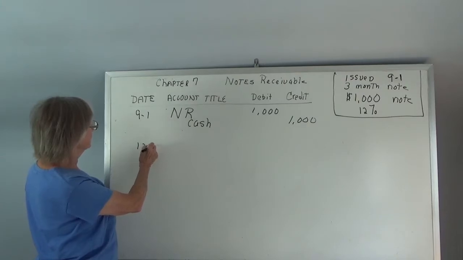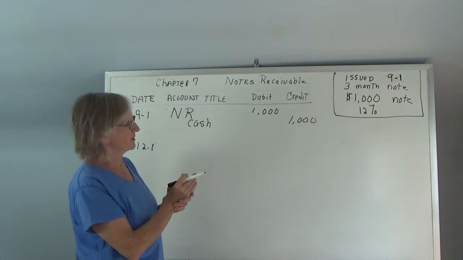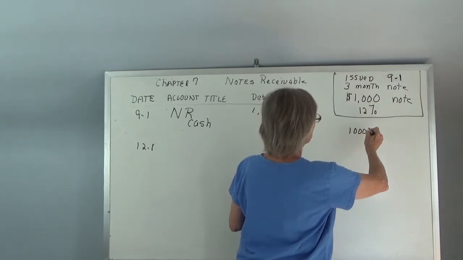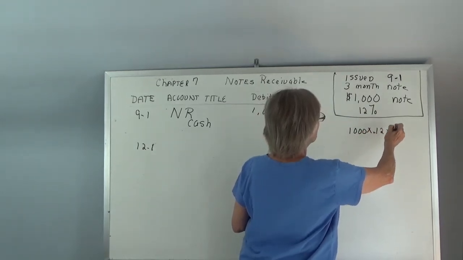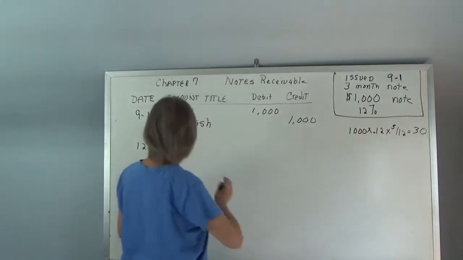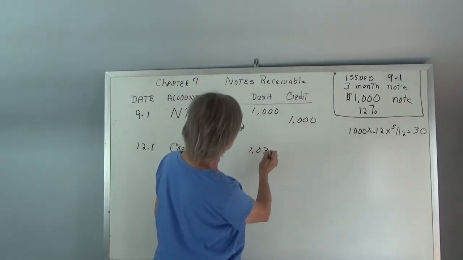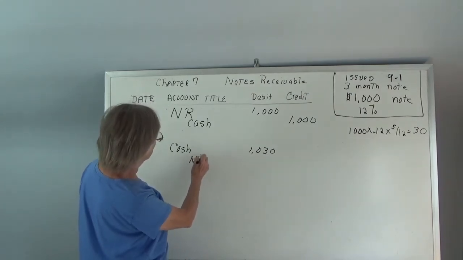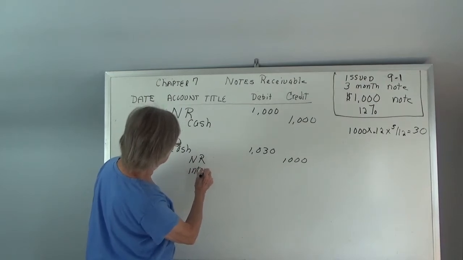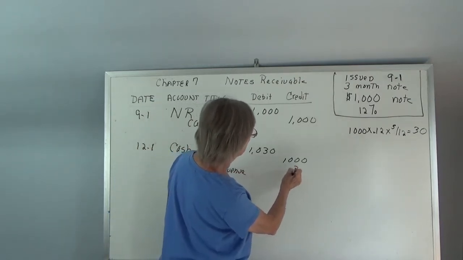And so on 12/1, we would say, okay, we have to compute the interest on this note, which I picked easy numbers. So we would go, remember the principal, times the rate, times 12%, times 3/12, and that would be $30, okay? So when we collect the note, the person's gonna give us a check for $1,030, principal plus interest. The note receivable comes off the books at its face value, and we book our interest revenue. Okay, so that's how we record a note being honored.